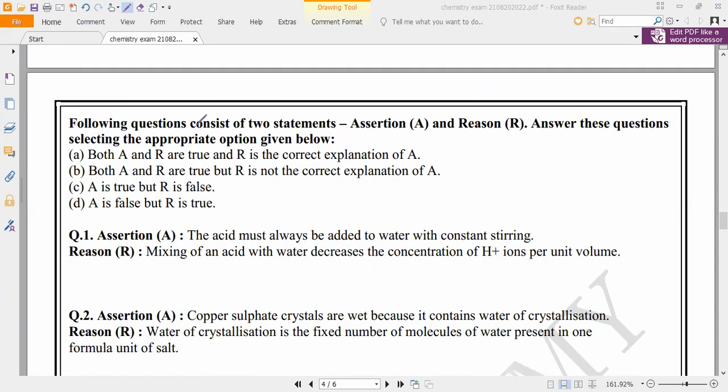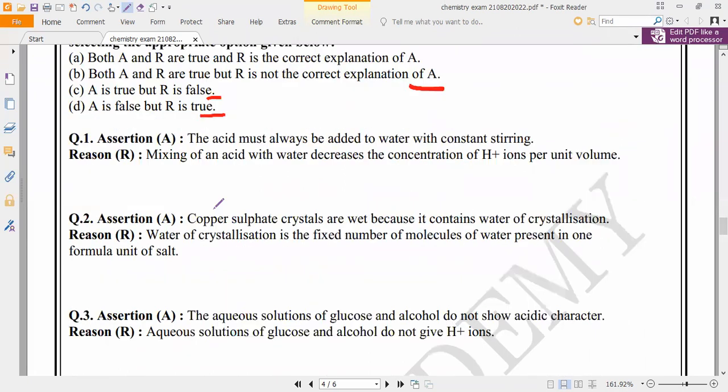So there are 4 options, you know. Both are correct and R is the correct explanation of A. Both are correct but R is not the correct explanation, B. A is true, R is false, C. And A is false, R is true, D.